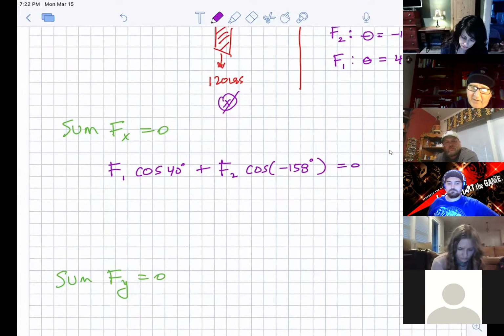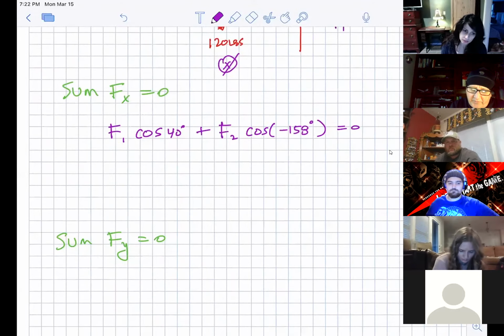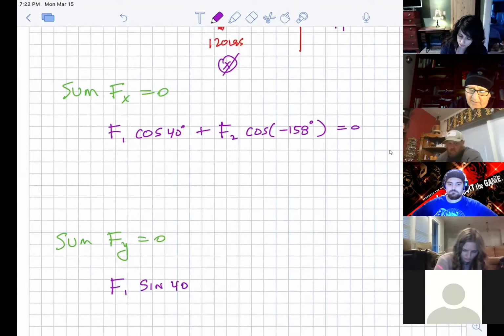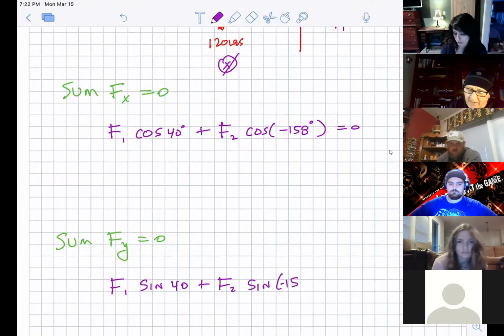What about down here, the sum of the forces in Y? Well, same thing, except I have force one times the sine of 40 and force two times the sine of negative 158. And then don't forget the 120. And notice it's down because it's negative, right? It's pulling down. I need that to be zero too.